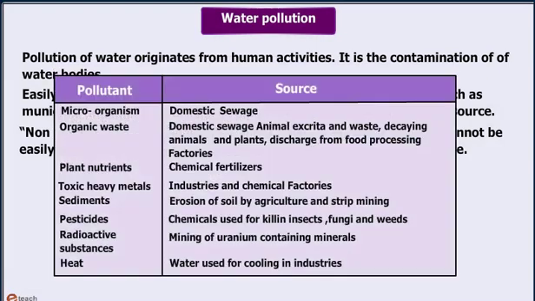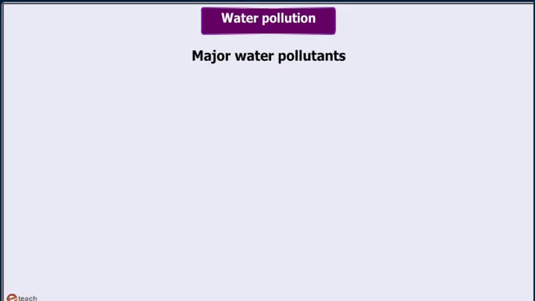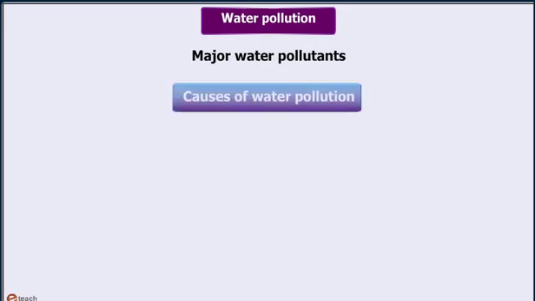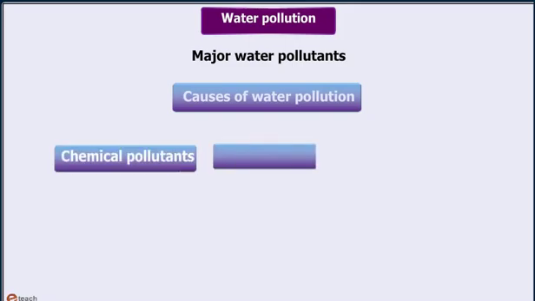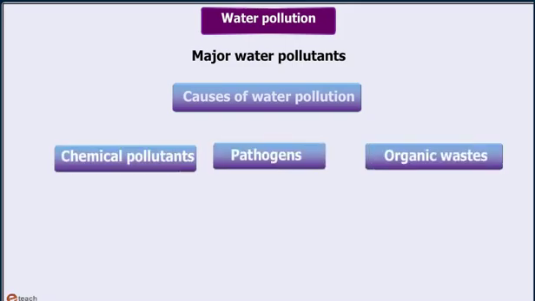The given table shows major water pollutants and their sources. Let us study the causes of water pollution. The main causes are pathogens, organic wastes, and chemical pollutants.